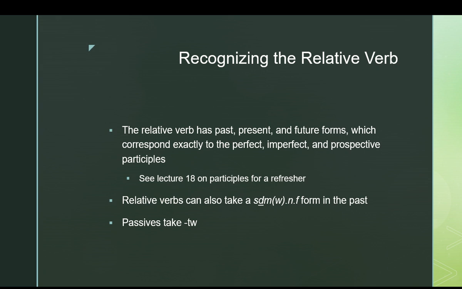Passives take the passive infix tw, which is also something that's common to a number of other forms. This is unlike the passive participles, which are not always super well marked out, unfortunately. And when they are marked, it is in ways that are remarkably similar to the active participles. So at least we have that going for us, that the relative verb can be marked out for passive very clearly.